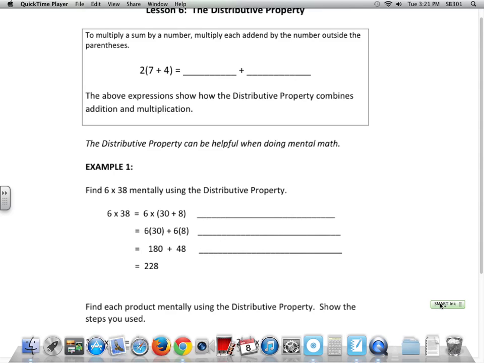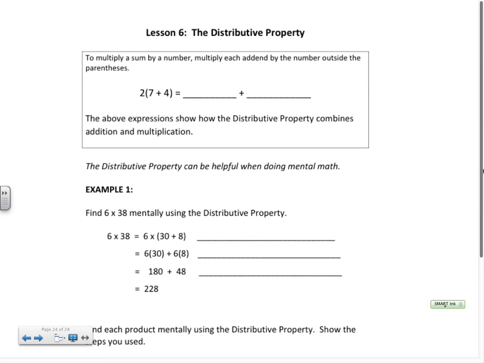Welcome to Chapter 6, Lesson 6 on the distributive property, the fourth property we're going to look at, which combines multiplication and addition. Just a few things you need to know ahead of time.